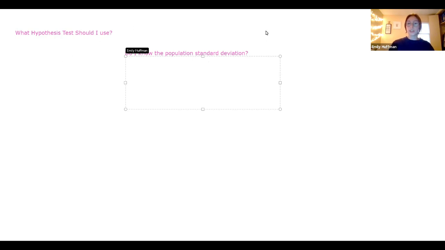Our first question that we should ask ourselves is, do I know the population standard deviation? And if the answer is yes, then we are automatically going to go with the z-test. And if we answer no, then we are going to need to do some type of t-test.